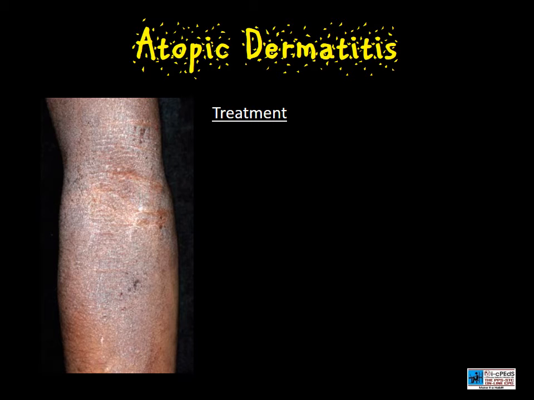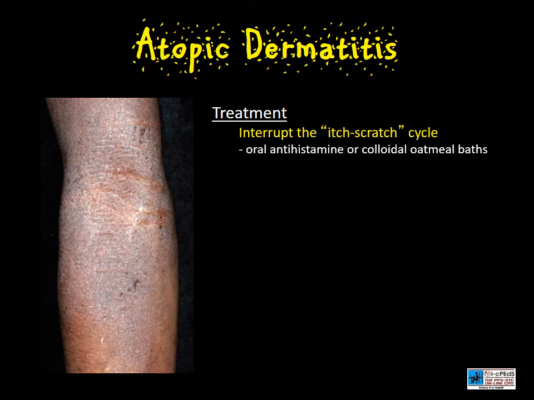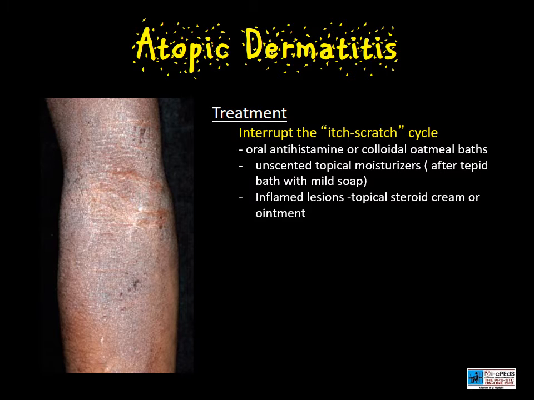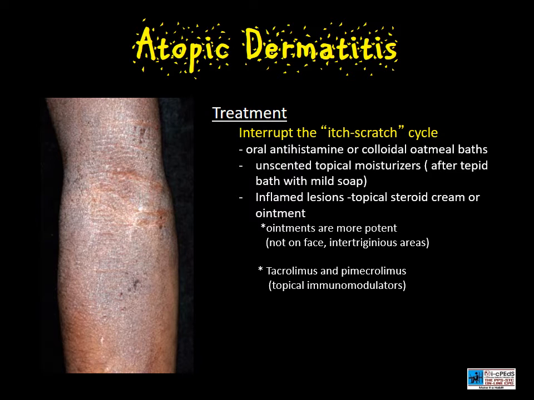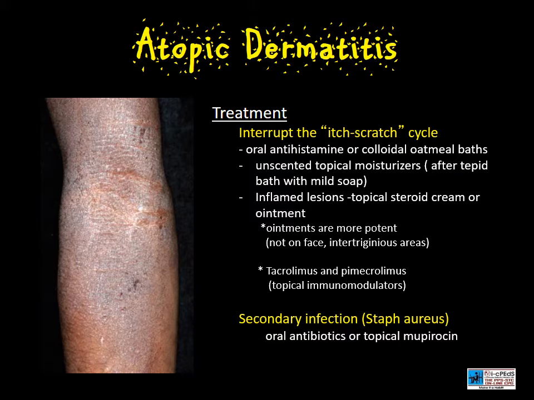Treatment of atopic dermatitis focuses on interrupting the itch-scratch cycle. Agents typically used to treat atopic dermatitis include the following: oral histamine or colloidal oatmeal baths, unscented topical moisturizers. Inflamed lesions are usually treated with topical steroid creams or ointments, and the use of topical immunomodulators such as tacrolimus and pimecrolimus. Secondary infections due to Staph aureus are treated with oral antibiotics or topical mupirocin.